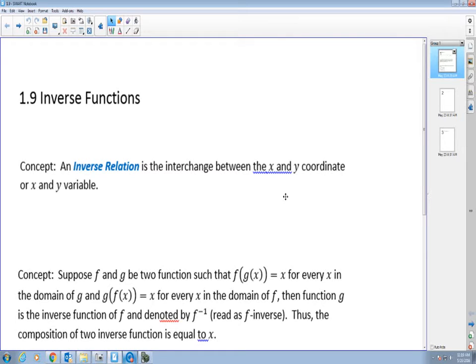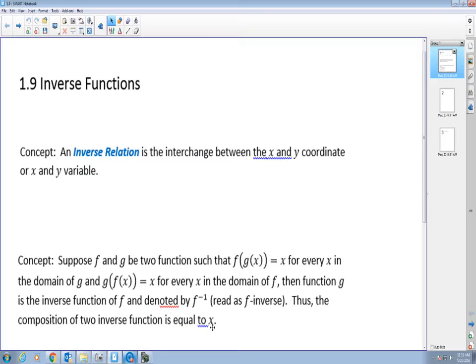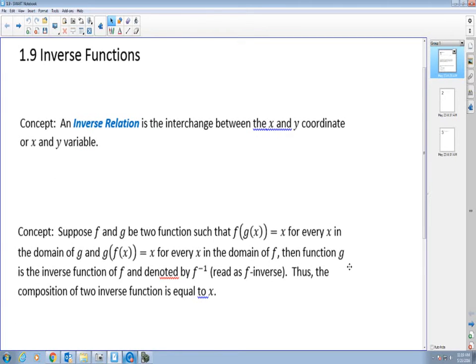So suppose I have functions f and g, such that the composite function of f and g will equal x for every x in the domain of g, and if I do vice versa, put the function f inside the function g, it will also equal x for every x in the domain of f. Then we can say the function g is the inverse of function f.